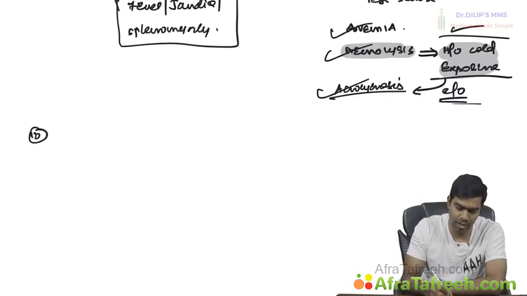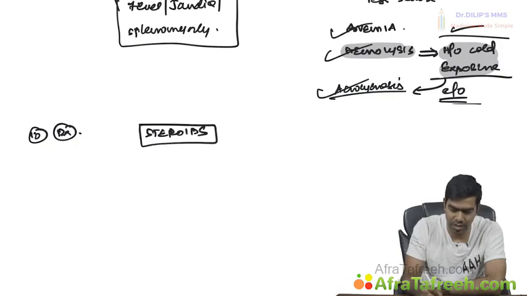Then if you ask me about the treatment part, steroids are the mainstay in warm type. They work brilliantly because they reduce the production of IgG. But here there is no role for steroids. Steroids never work for cold types.